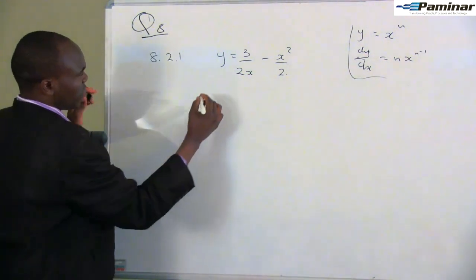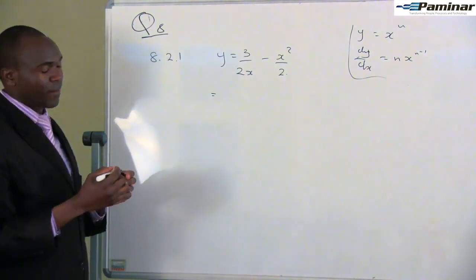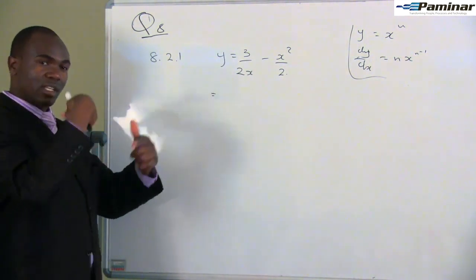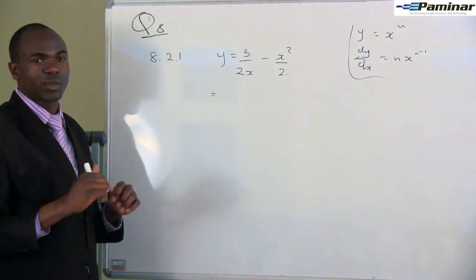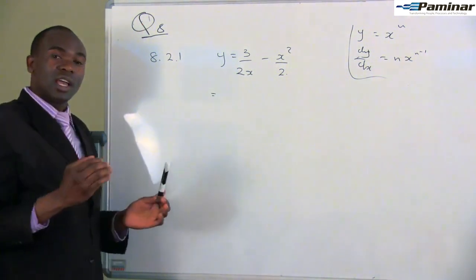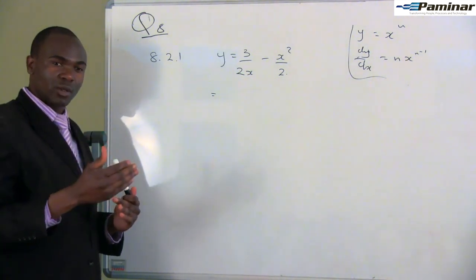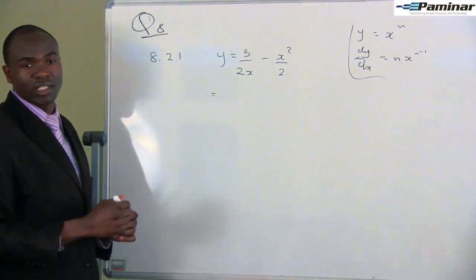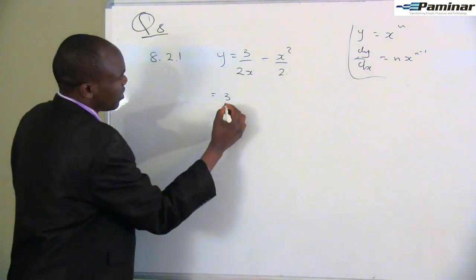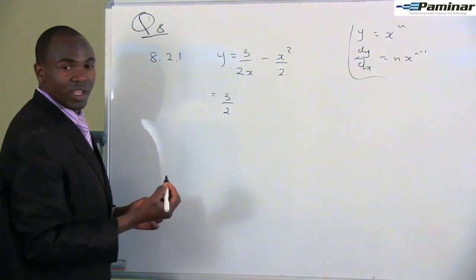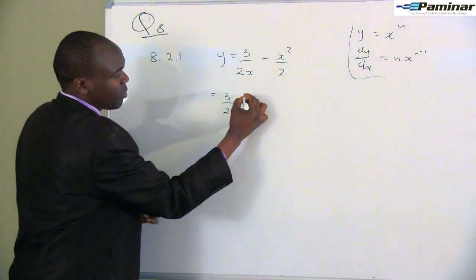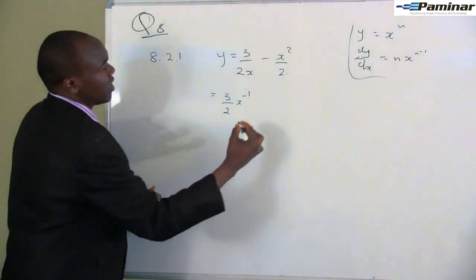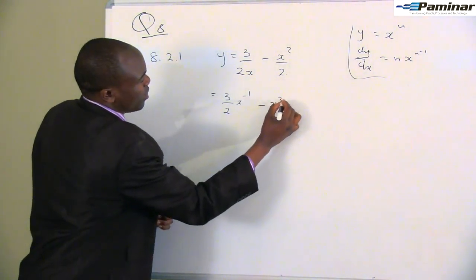Now if you look intently at this one, it has got x underneath, but we can bring it to our level, so to speak. Whenever you're dealing with this, bring them to your level or express them the way that you understand, so that you can apply that rule. So now we can say 3 over 2 x to the power minus 1, and then minus x squared over 2.